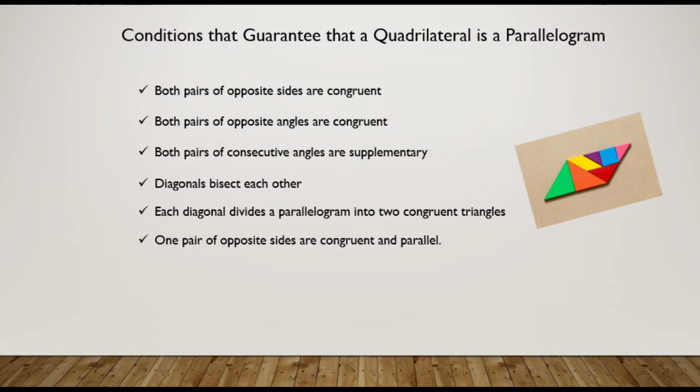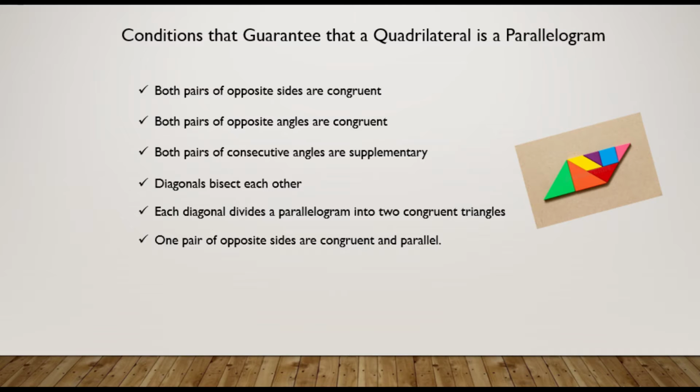Those are the 6 conditions that guarantee that a quadrilateral is a parallelogram. Let us review all of them one by one. First, both pairs of opposite sides are congruent. Second, both pairs of opposite angles are congruent. Third, both pairs of consecutive angles are supplementary. Fourth, diagonals bisect each other. Fifth, each diagonal divides a parallelogram into two congruent triangles. And lastly, one pair of opposite sides are congruent and parallel.